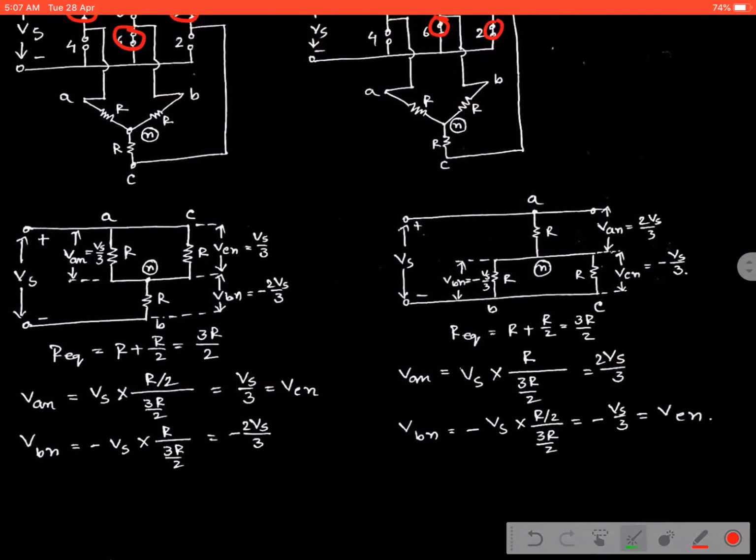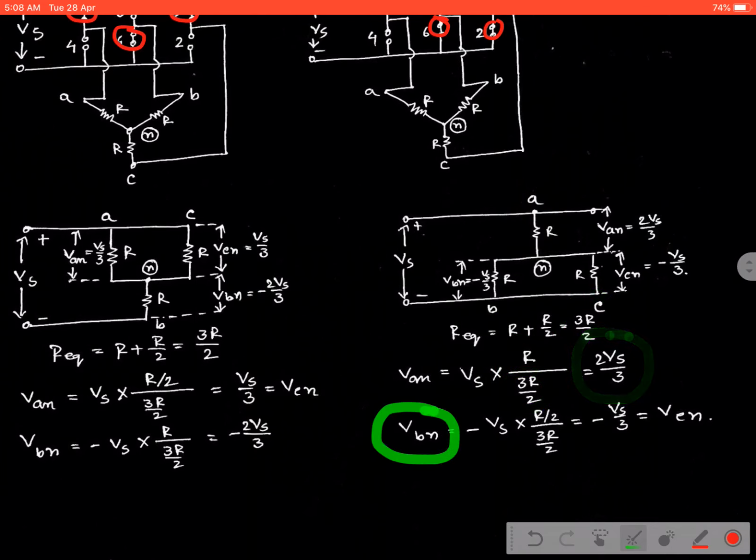So in this case again, from the equivalent circuit diagram, the voltage appears across the respective R, meaning the potential differences VAN, VBN and VCN. Again we can calculate the equivalent resistance of the circuit, that is R plus R by 2 equal to 3R by 2, and VAN, that is the supply voltage Vs into the resistance across VAN, that is R divided by the total equivalent resistance 3R by 2, which will give you 2Vs by 3.